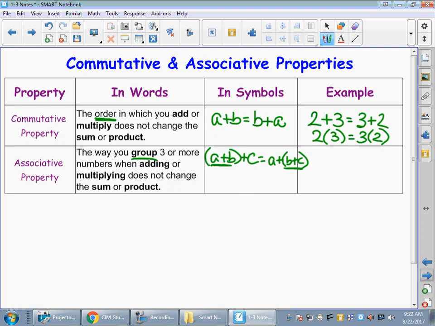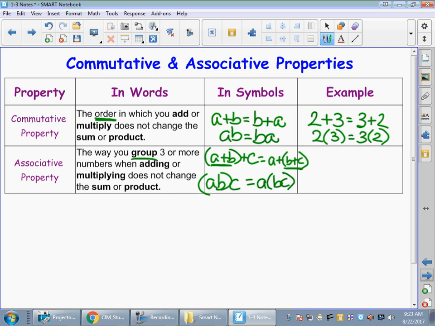Okay, and the same thing is true for A times B, then C is equal to A times the product of BC. So look for the grouping. Parentheses group things differently. That's the associative. I could also put under the commutative A times B is equal to B times A, just flipping the order of the numbers there.